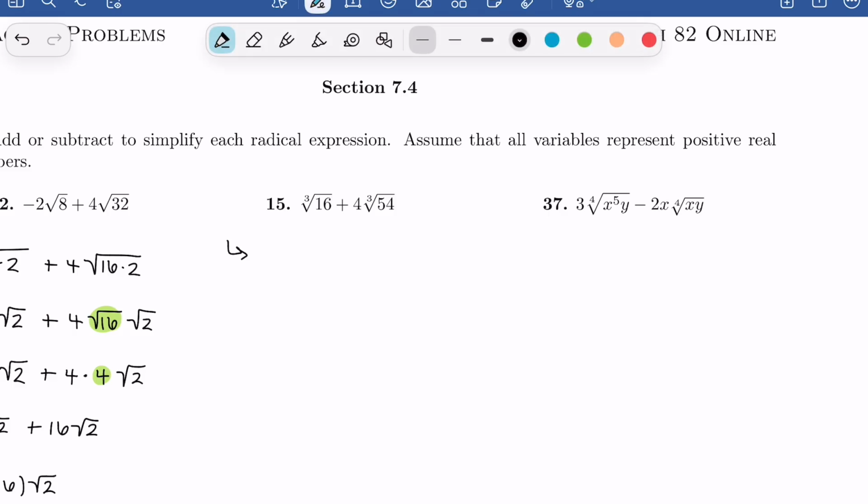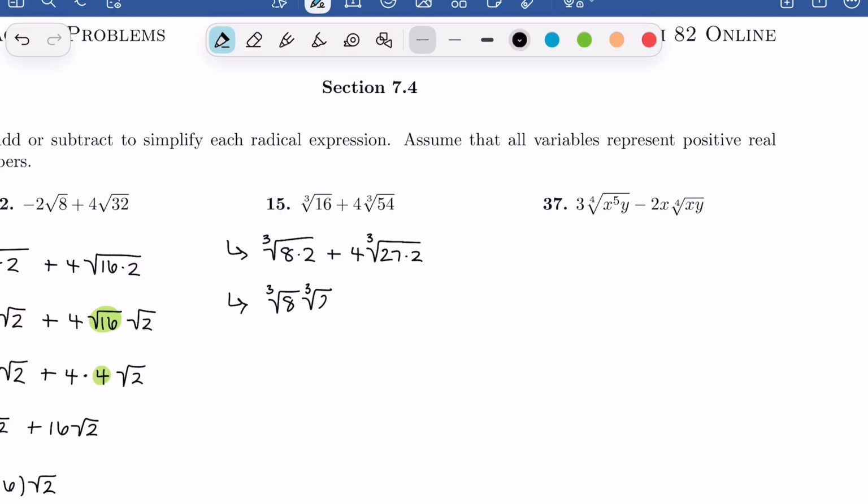So what I mean is, for this first one here, we have the third root of 16. This is the same thing as the third root of 8 times 2. And I'm picking 8 because I know that that is a perfect cube, and I know this is going to simplify nicely. Similarly here, I have the third root of 54. This is going to be the same thing as the third root of 27 times 2. 27 is a perfect cube.